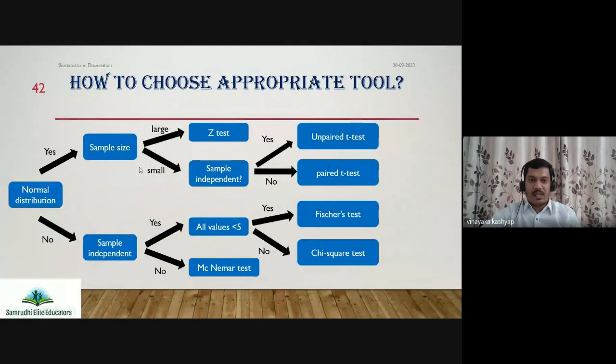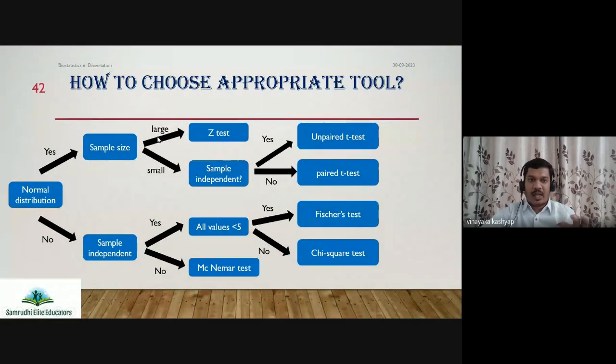But if the sample size is small, then you see whether the sample is independent or not. Dependent sampling is, for example, measuring blood pressure on the same individual at multiple points of time, such as subjecting a patient to a treadmill test, or taking three readings of blood pressure on the same patient. It is called a paired, or dependent, sample. Then you will go for paired t-test. But if the sample is independent, then you will go for unpaired t-test.